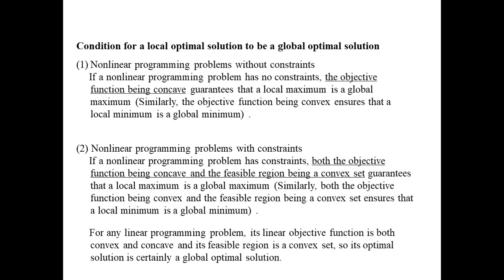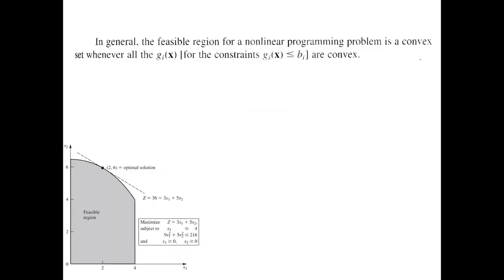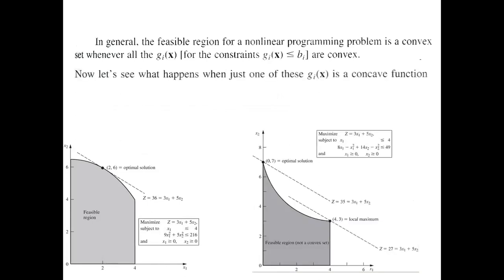For any linear programming problem, on the other hand, its linear objective function is both convex and concave, and its feasible region is again convex. So its optimal solution is certainly a global optimal solution in the case of linear programming problems. In general, the feasible region for a nonlinear programming problem is a convex set whenever the gi of x are all convex. As I said before, if you have a set of convex functions, the intersection is convex. If all the gi's are convex, then the region formed is convex.